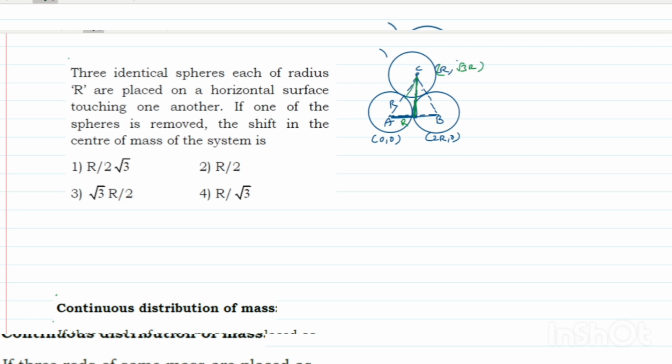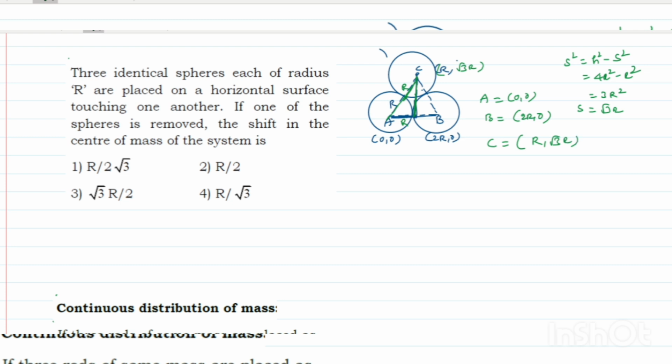Since the side here is r plus r, 2r, we take hypotenuse square minus side square. Hypotenuse square is 2r whole square, which is 4r square, minus r square, that's nothing but 3r square. So the height is root 3 r. So A coordinates are 0, 0, B coordinates are 2r, 0, and C coordinates are r, root 3 r.